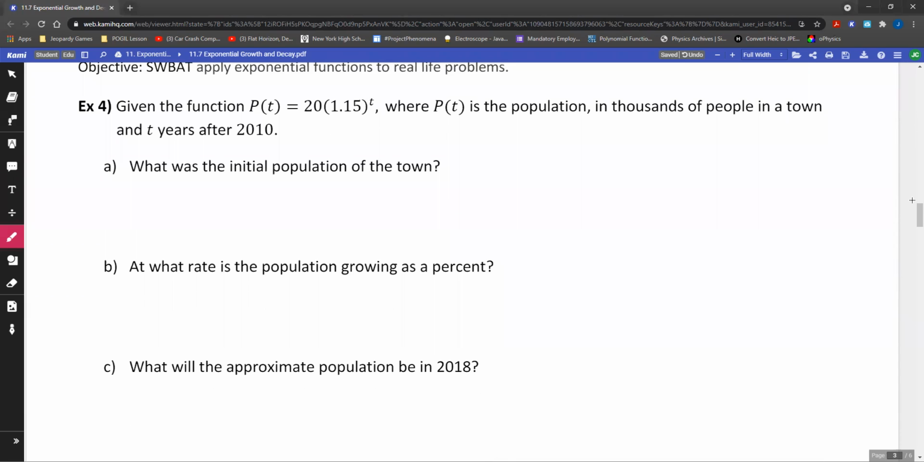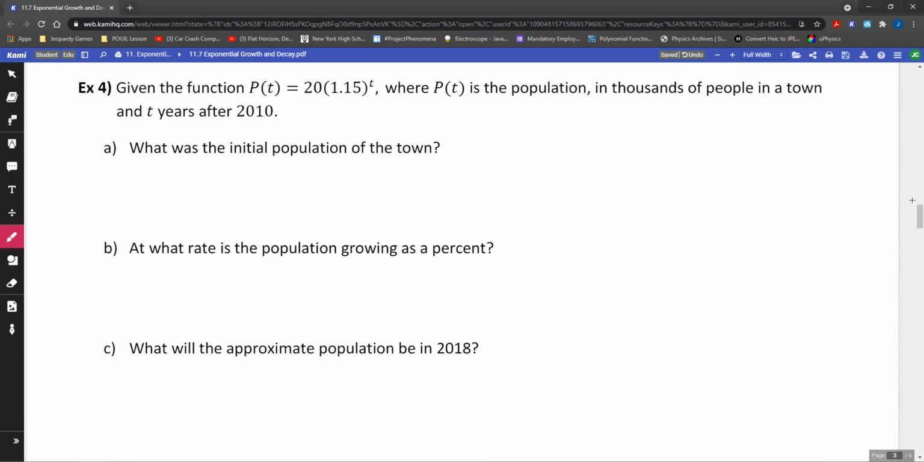All right. Here we have an equation that's representing the population. So they're saying that the population is represented in thousands. So this 20 doesn't mean 20 people, it means 20,000 people. And the T is representing years. So let's see, they want the initial population. It's going to be 20,000.